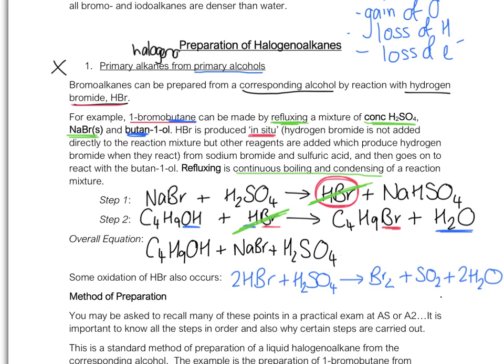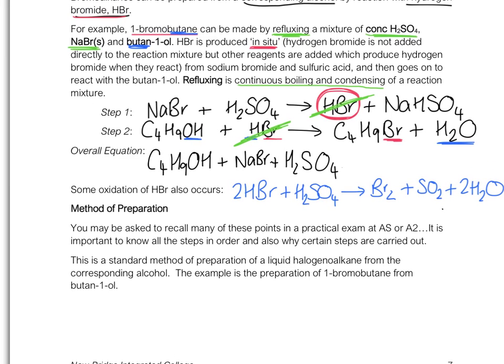Now, just as I said earlier, it's really important that you know these steps. There are going to be 13 steps, and they're quite detailed, but you yourself will have to work out a way to condense that down and learn it off. You need to know the method of preparation, but you also need to know why each step is done. As I said, we're looking at the example of 1-bromobutane from butan-1-ol.